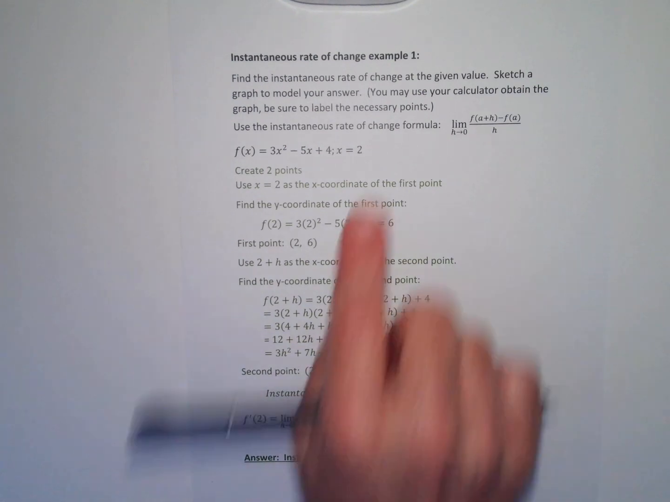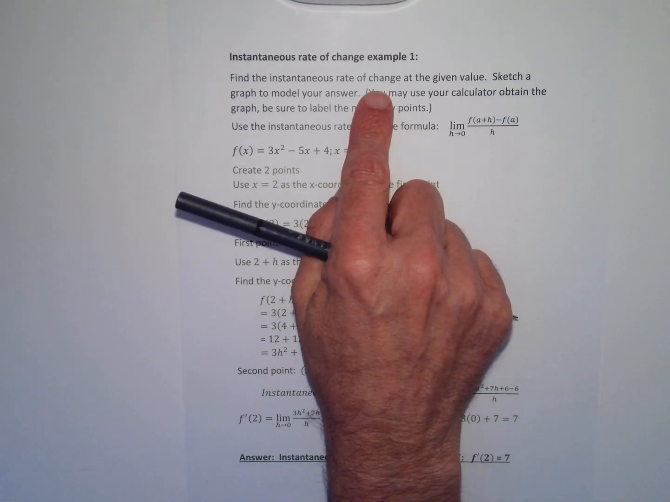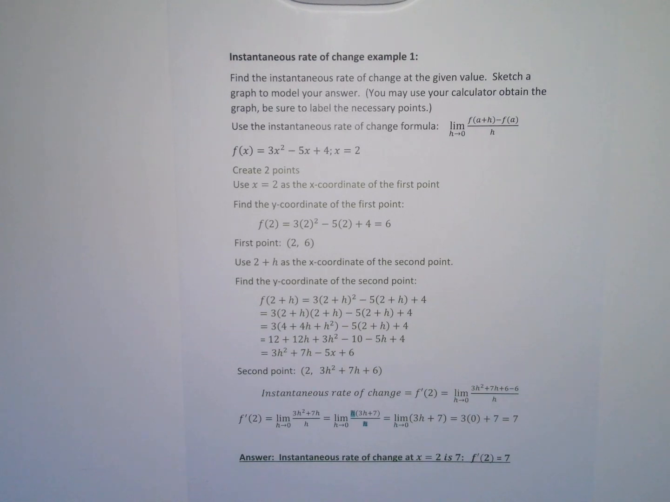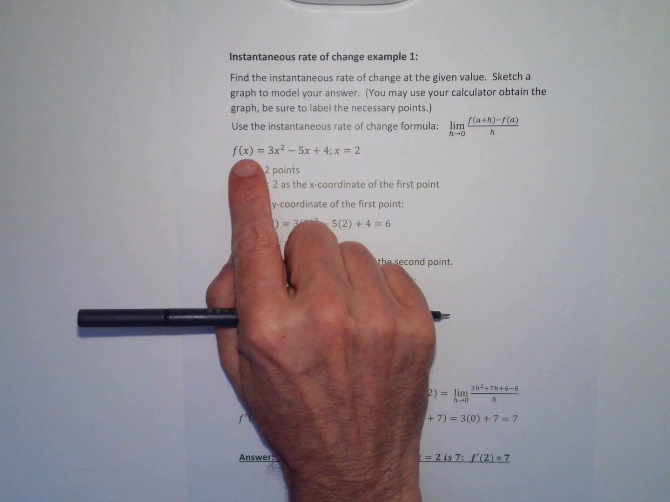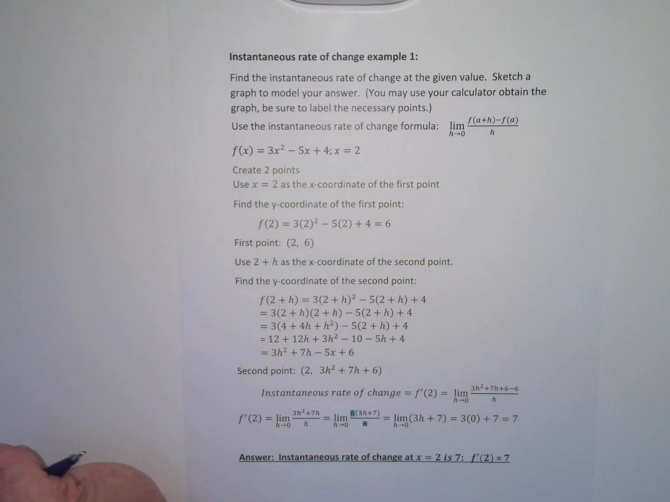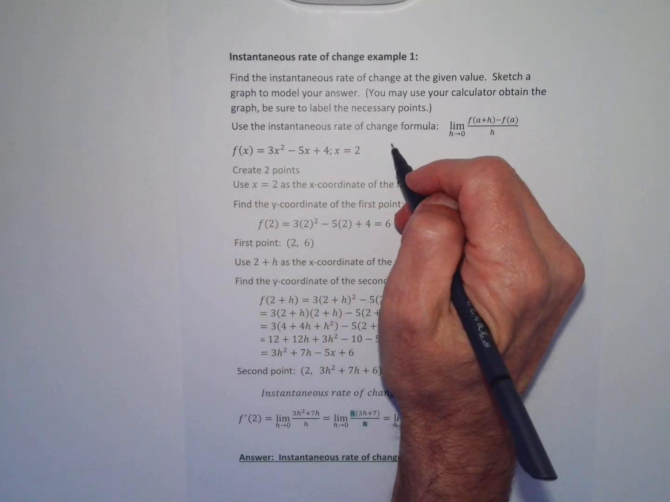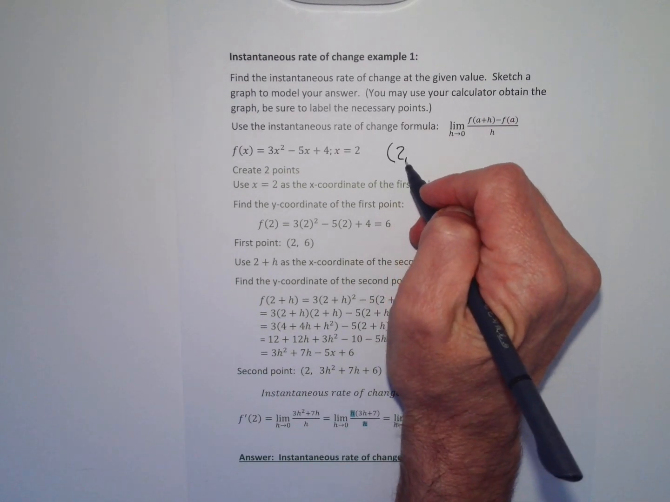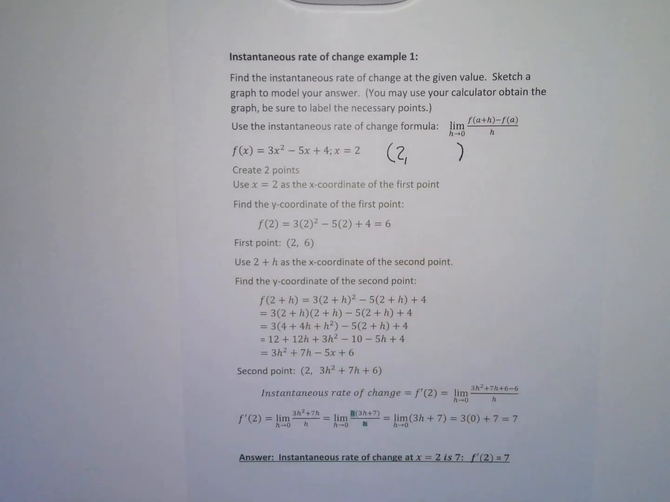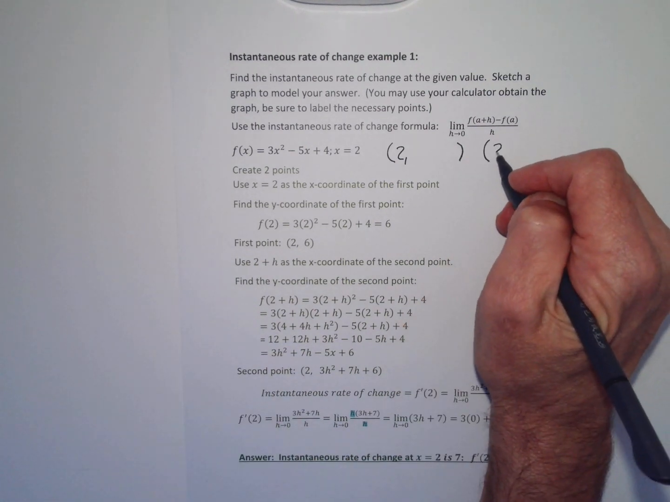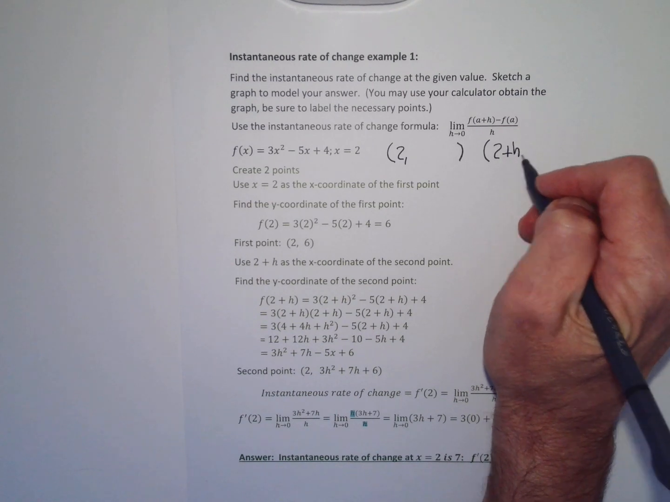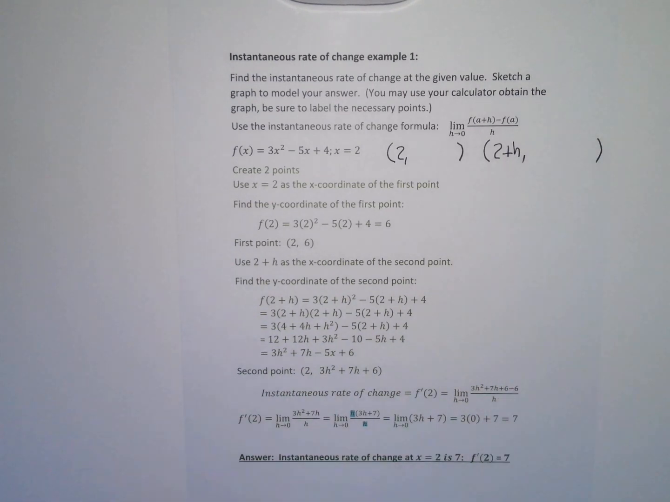So if I want to find the instantaneous rate of change at a given value, I need to create 2 points. One of them has the x-coordinate of the given value. The other has an x-coordinate of the given x value plus h. So let me show you. I want to find the instantaneous rate of change for this function at x equal to 2. To do an instantaneous rate of change as opposed to an average rate of change, I need 2 points. One point is 2, comma, the function evaluated at 2. And the second point's the ugly one. It's x equals 2 plus h, y equals the function evaluated at 2 plus h.